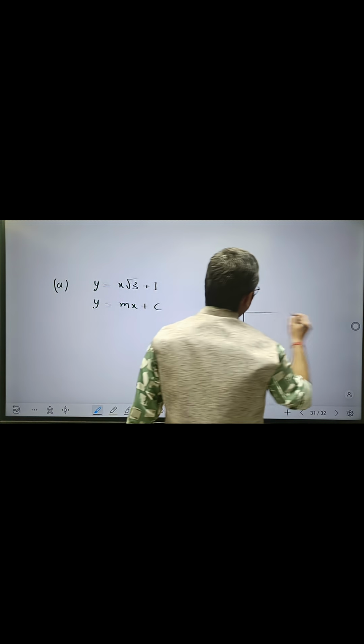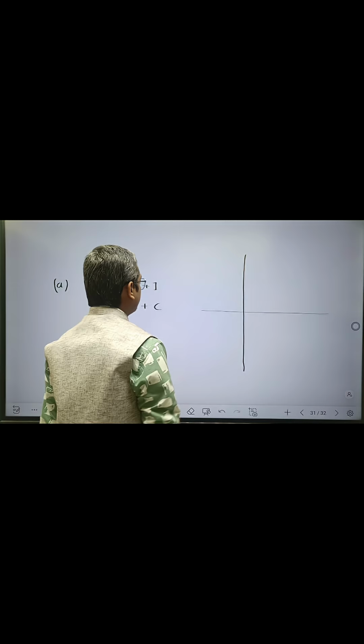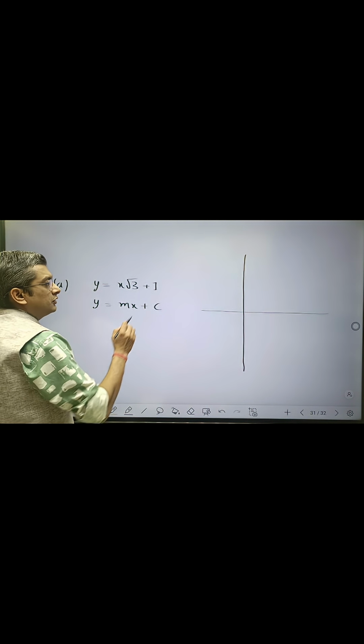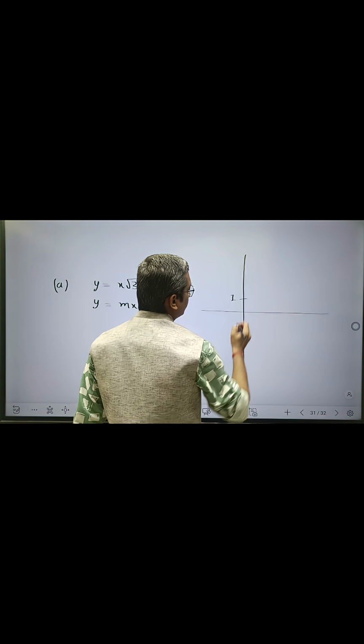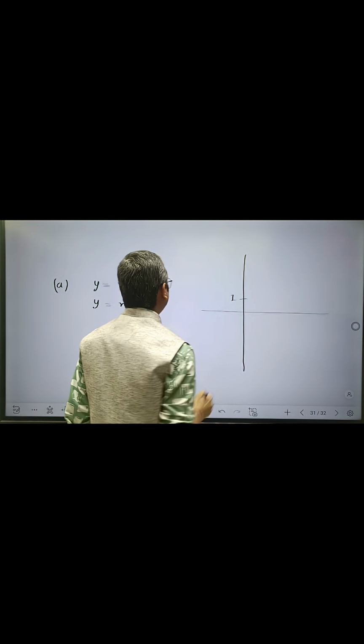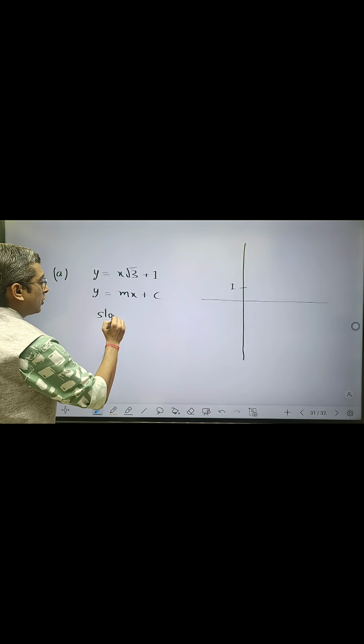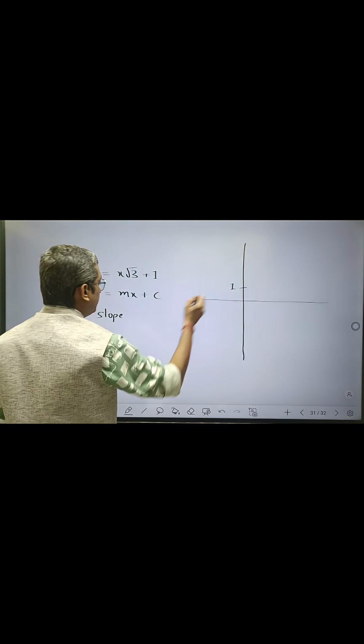So first plot x and y. So this is x axis and this is y axis. The graph must cut the y axis at plus 1. So this is 0, 1. The graph must pass through this 1. Here, the slope of the line which is passing through the point 0, 1.